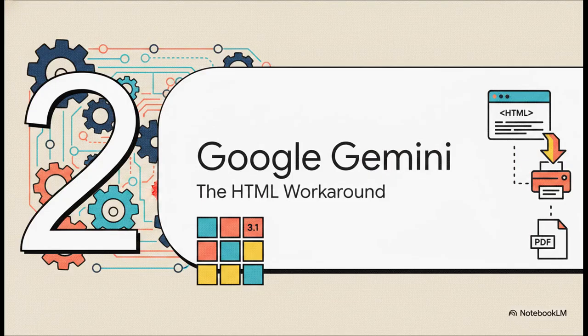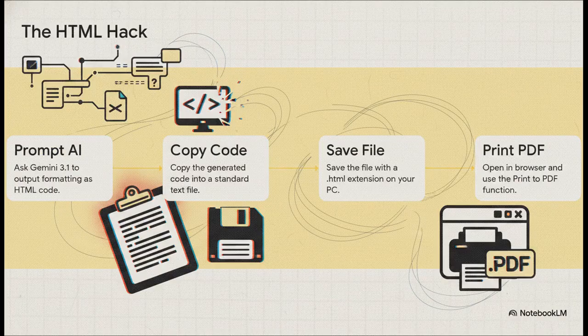Moving on to part 2, Gemini, and the HTML workaround. Because of that frustrating 5-hour timeout from Claude, our creator had to pivot to a backup plan. They took those exact same 12 images and hopped over to Google's Gemini, specifically version 3.1.